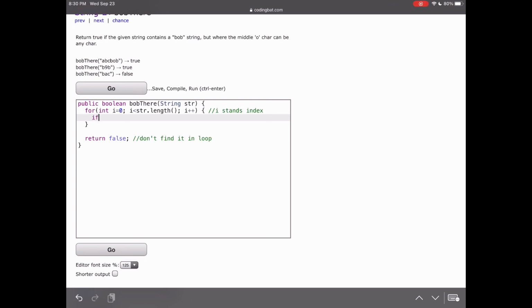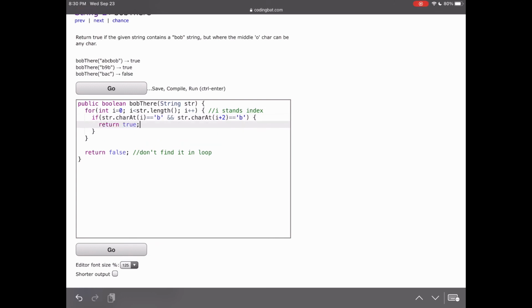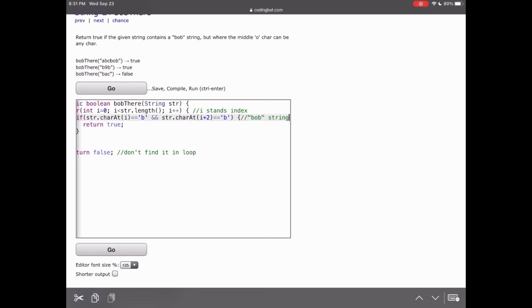And now I'm only looking for a single character. So instead of using substring, I'm going to use charAt, which we talked about yesterday. So if the current letter I'm looking at is b, right? Now notice all of these are lowercase. It doesn't say anything about casing, so I'm going to try it this way and see what happens. And str.charAt(i+2) equals b. Return true. So this is meaning I found my Bob string.